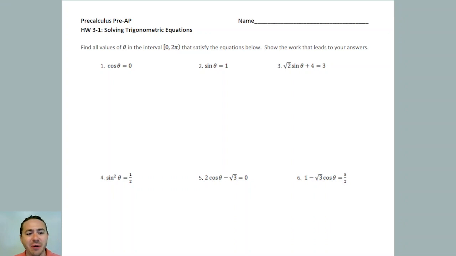Hey y'all, so today we're looking at these different equations that involve trig functions and we're trying to solve them out. So let's get into the homework here.